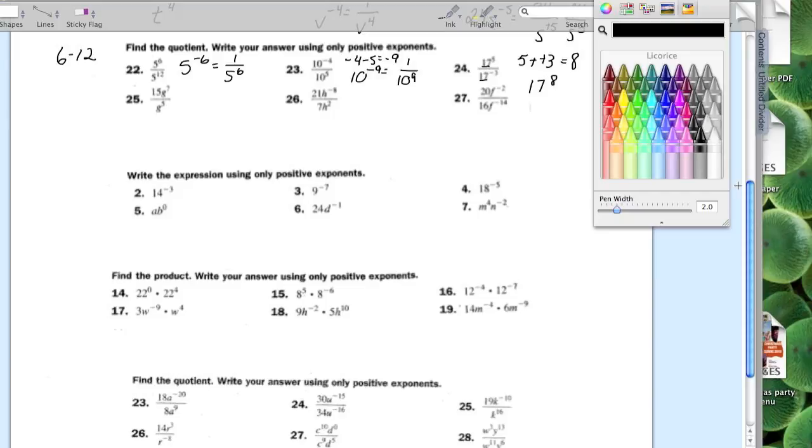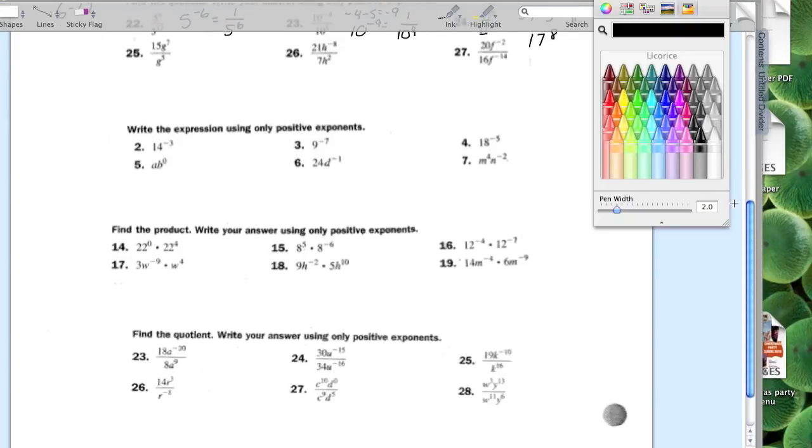It's a positive exponent. It stays where it is. Number 25, my coefficient is 15. My base is g. That's what I focus on. So I'm going to do 7 minus 5. Those are my exponents, and get 2. So I have g squared. And then I can take care of the coefficients. 15 divided by 1 is 15.